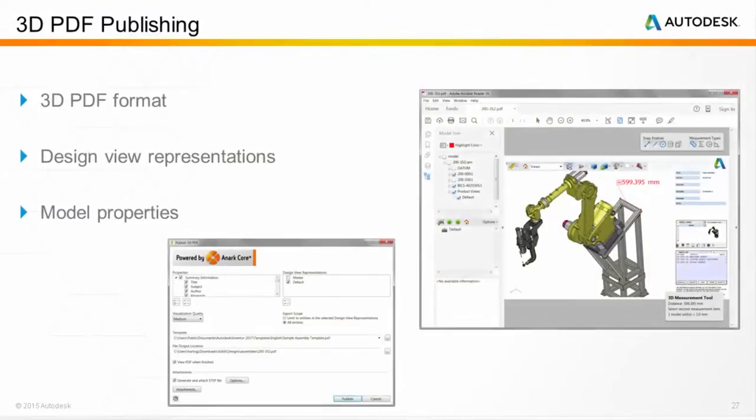Inventor 2017 can export your models in 3D PDF format, which can be viewed in Adobe Acrobat Reader. Select design view representations, model properties, and attachments to include, and use the Adobe Acrobat Reader to open the PDF files. You can also create a custom 3D PDF template to change arrangement of exported elements in the output files to better meet your needs.